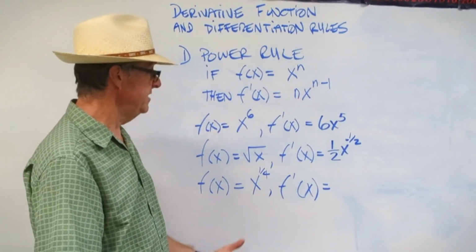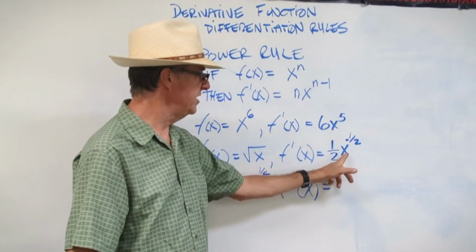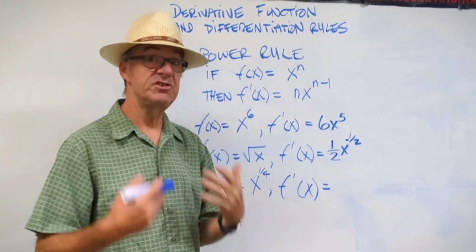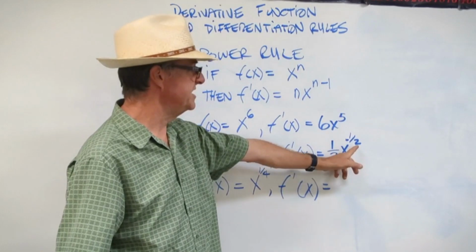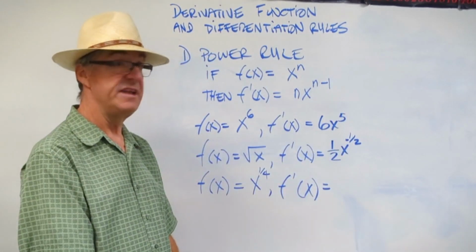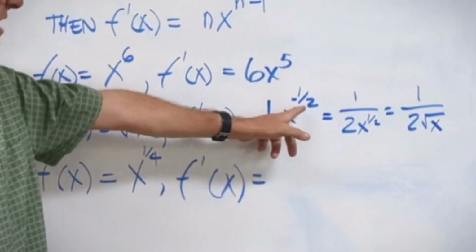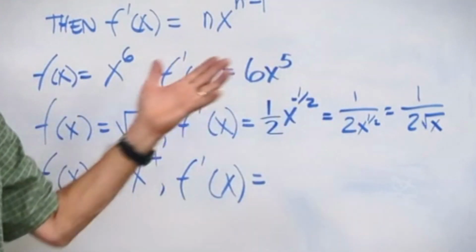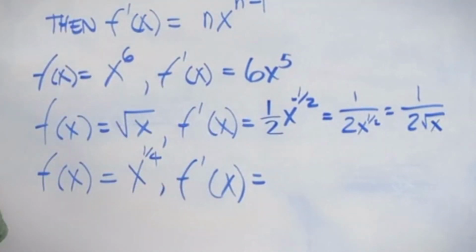Okay, so here's what I did. This is x to the 1/2 power. So I took that 1/2, put it in front of my x, then I reduced the 1/2 power by 1, which gave me x to the negative 1/2. Now this could be fully simplified, get rid of some of these fractions. Okay, so notice how I've got a negative power.